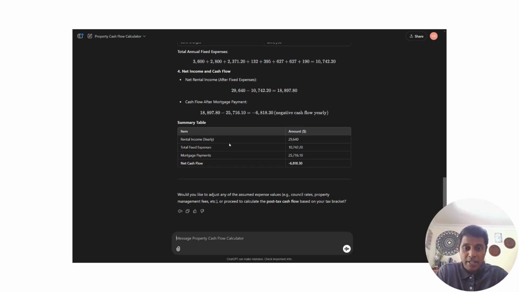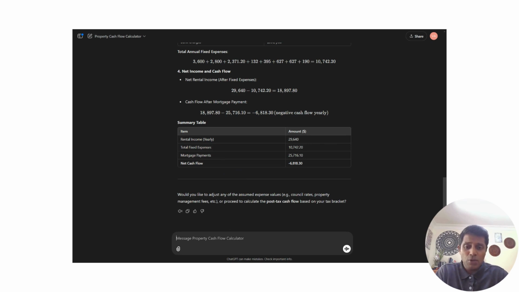The rental income is derived from the input on the weekly rent that Rani and Manny have provided. The fixed expense is calculated based on all the normal expenses, assuming the property management fee is 8% of the income that we get from the rent itself, and mortgage repayments based on the interest rate and the borrowing that we are making, and thereby it gets you the net cash flow.